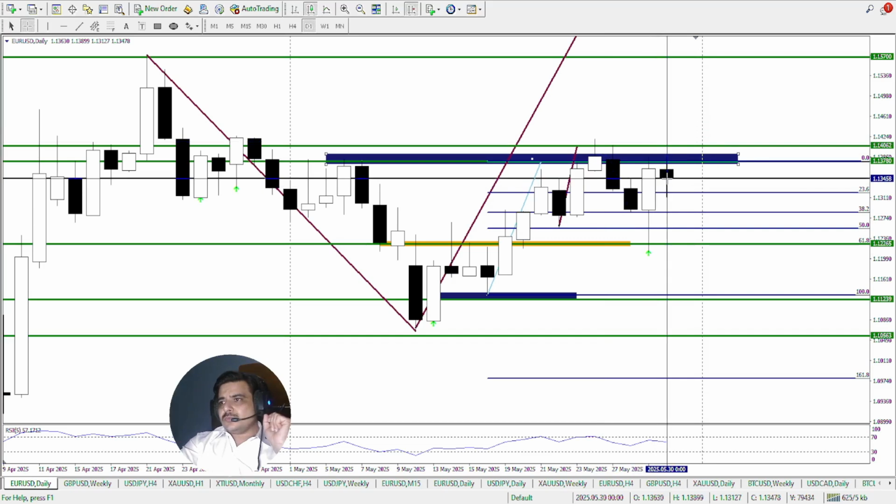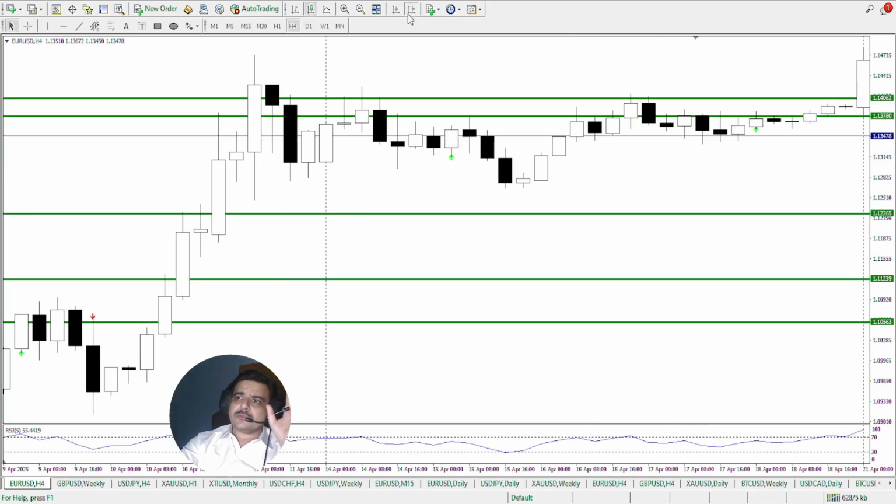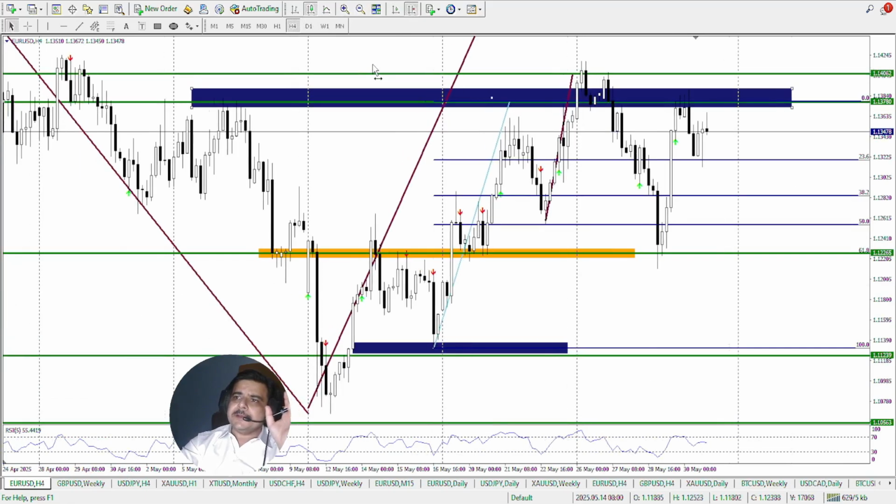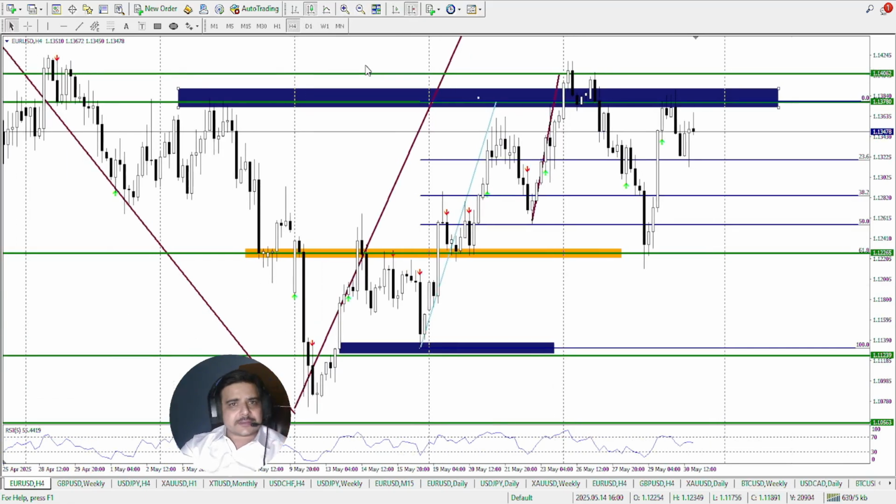So there is obviously some indecision going on. But on the H4, there are the forex rules, and the forex rules say as far as the market is trading near the resistance, don't look for a buy opportunity, especially on the H4. Okay, so this was a fantastic trade opportunity.